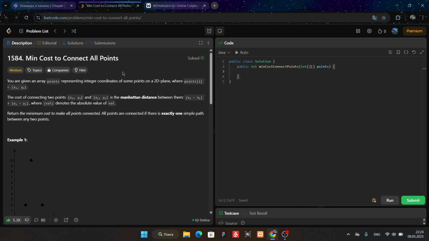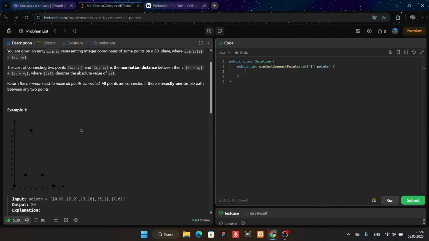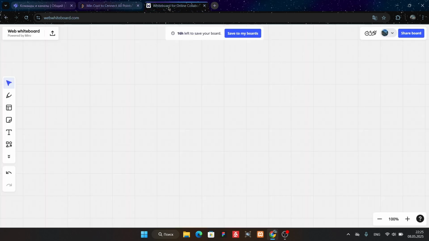Today I'm going to solve problem 1584, Min Cost to Connect All Points. First of all, let me introduce the problem. We are given dots, which are nodes, and we have to find the minimum cost to connect the nodes by edges, finding out what the minimum total cost of the edges is.